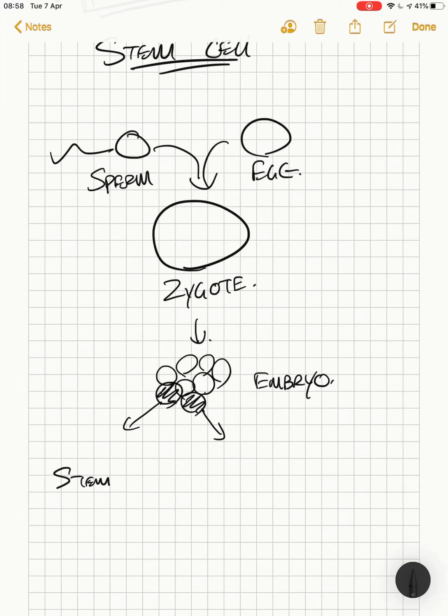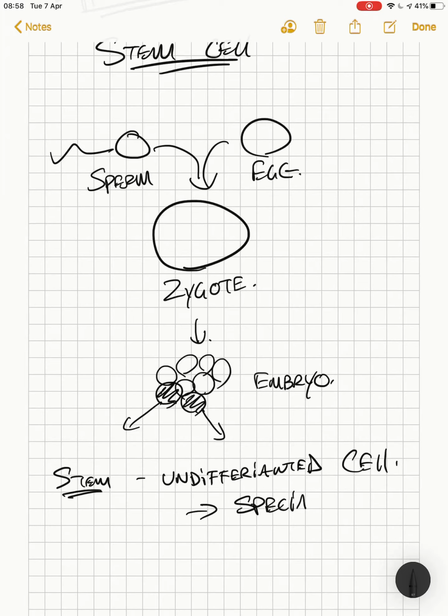So a stem cell, we're putting it in a glossary or a definition, is an undifferentiated, an unspecialized cell, and it has the potential to specialize into any type.